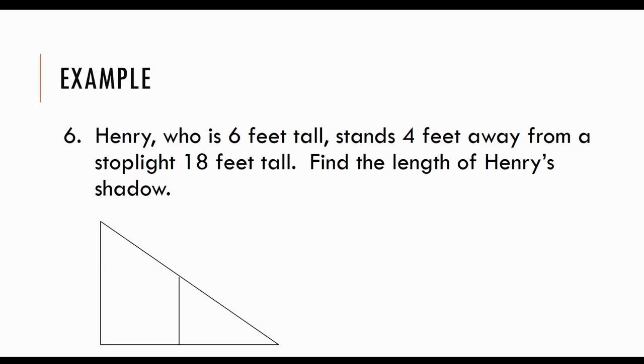Okay, so notice that the figure that I have drawn here is a little bit different than all the other figures because this time they are telling us the distance that two of these things are away. So Henry is going to be dealing with the smaller triangle because the person is going to be smaller than the stoplight. So notice that Henry is 6 feet tall, so that's going to be that little triangle, the height inside. He stands 4 feet away, so that means that this distance right here is the 4 feet because this is where Henry is.